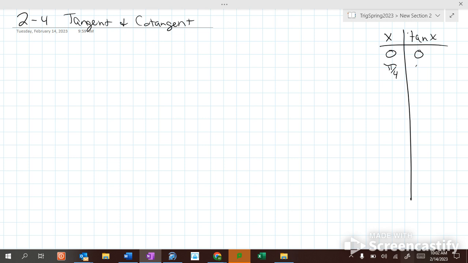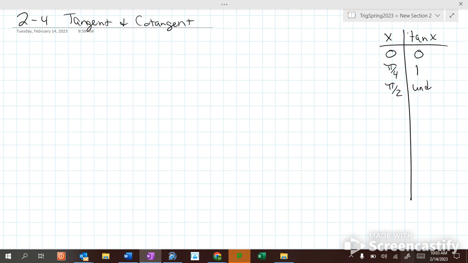1. What about at pi over 2? What's the tangent? Well, let's think about the numbers. The tangent is y over x because it's sine over cosine. Y is 1, x is 0. What's 1 divided by 0?